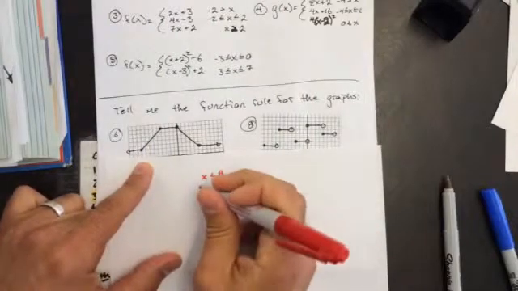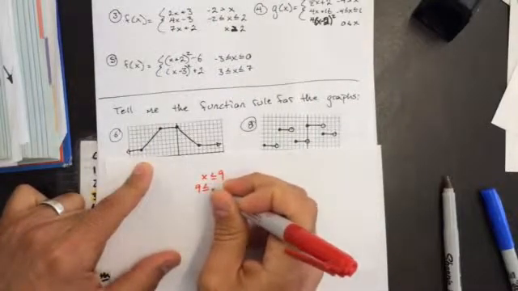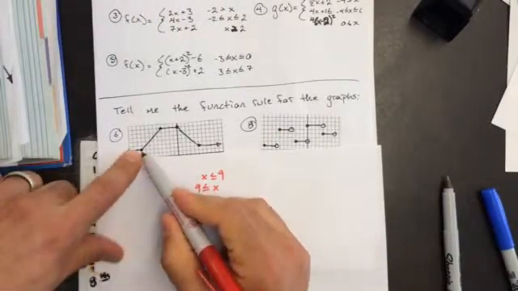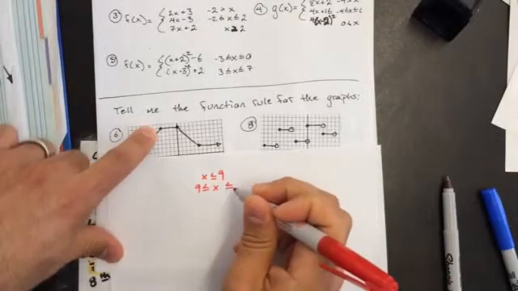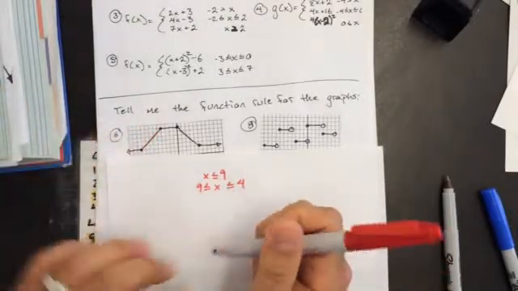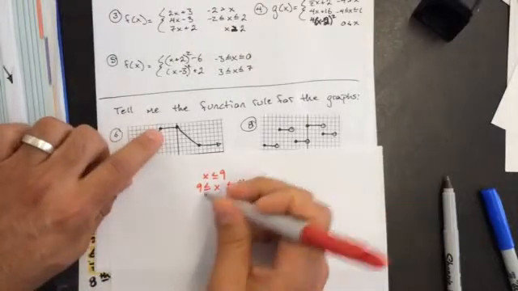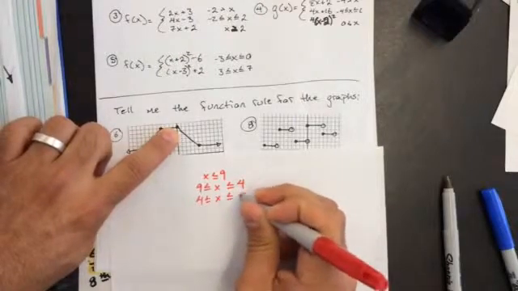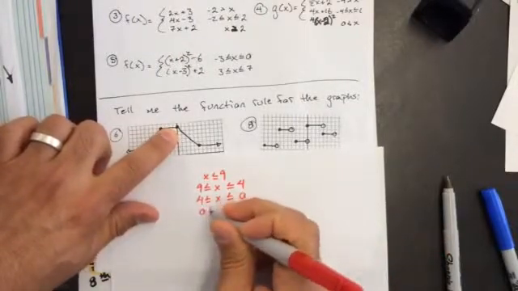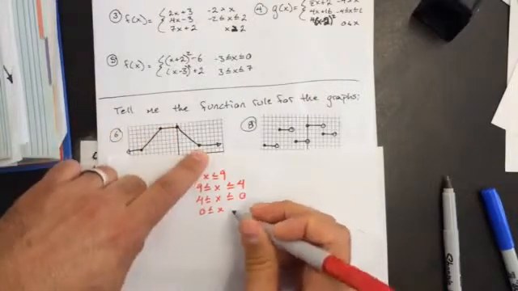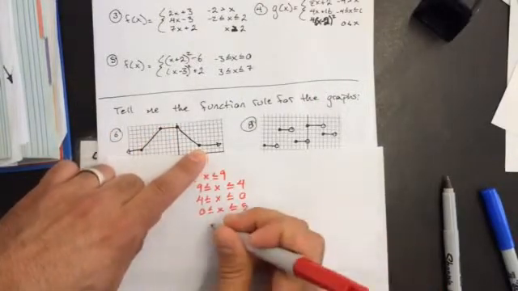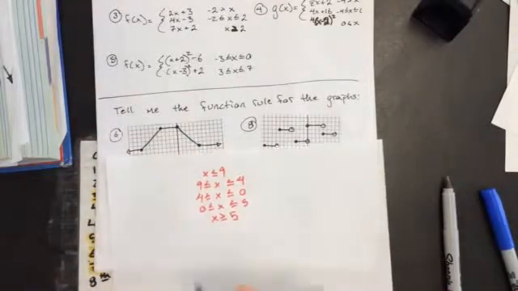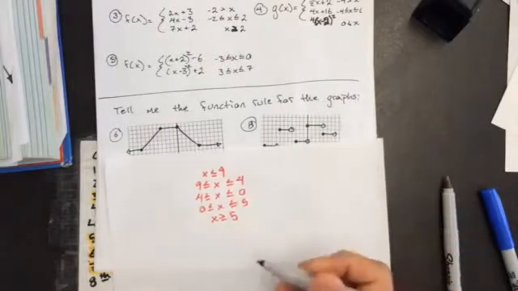When x gets to 9, this one's also or equal to, it's greater than or equal to. So when x is greater than or equal to 9, but less than or equal to 4, it's going to follow a different rule. Then when it's greater than or equal to 4 and less than or equal to 0, it's going to follow a different rule. Then when it's greater than or equal to 0 and less than or equal to 5, it's going to follow a different rule. And then when it's greater than or equal to 5, it's going to follow a different rule. So really I'm going to have 5 rules on here.